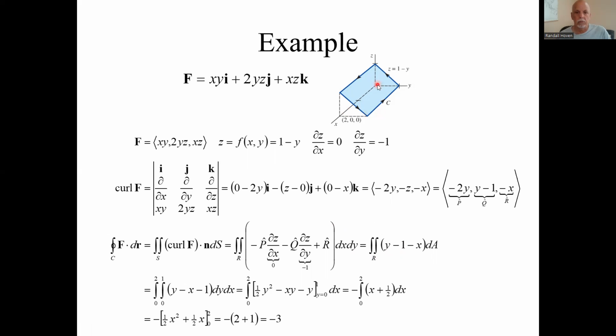X will go from 0 to 2, and Y goes from 0 to 1. Y, for some reason, integrated over Y first. Y goes from 0 to 1, X goes from 0 to 2. There's our setup. That's the important part to get to. After right here, it's just a normal double integral. I won't go through that. The answer is minus 3, negative 3.